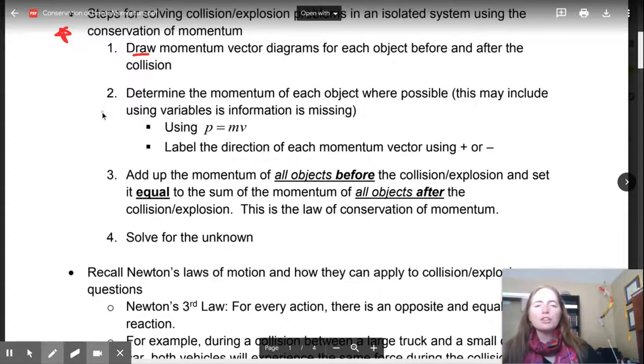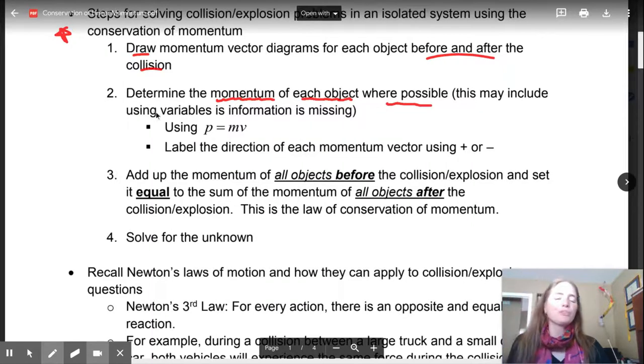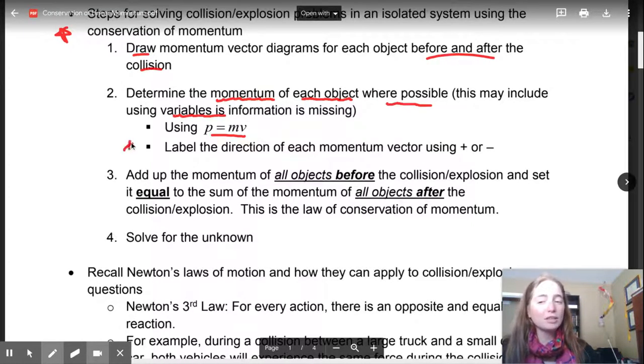I'm talking about drawing a car as a box. Once you have drawn the objects before and after the collision and figured out what's going on, you are going to determine the momentum of each object where it's possible. This might include some variables where information is missing. You are going to use p equals mv. And once again, watch your directions. These are vectors, so it's going to make a difference. Make sure you figure out your positive and negative directions before you start.